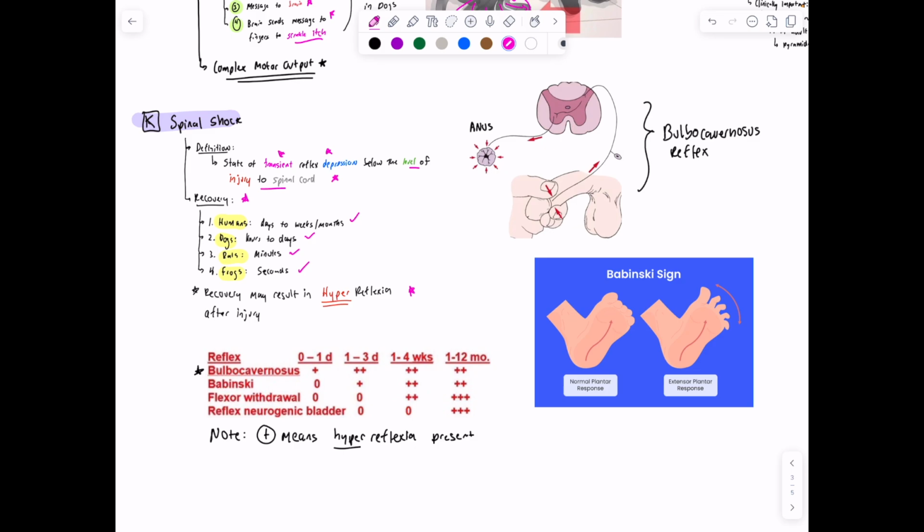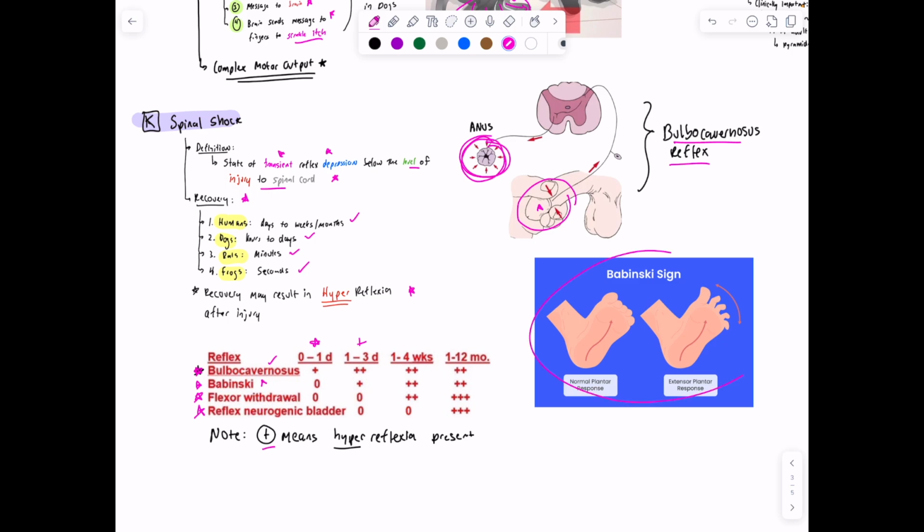And so basically, these are a couple of different more complex reflexes. So we have the bulbocavernosus. If you stimulate the penis, the glans of the penis, that will cause the anus to contract. And this is the bulbocavernosus reflex. We're also told that if you stimulate the clitoris on a female, then the same thing would occur. And so if you have an injury to the spinal cord above that level, when you do have recovery, then within 0 to 1 days, you may have a hyperreflex present, so extra contraction of the anus, 1 to 3 days. And basically, the positive means that the hyperreflexia is present.